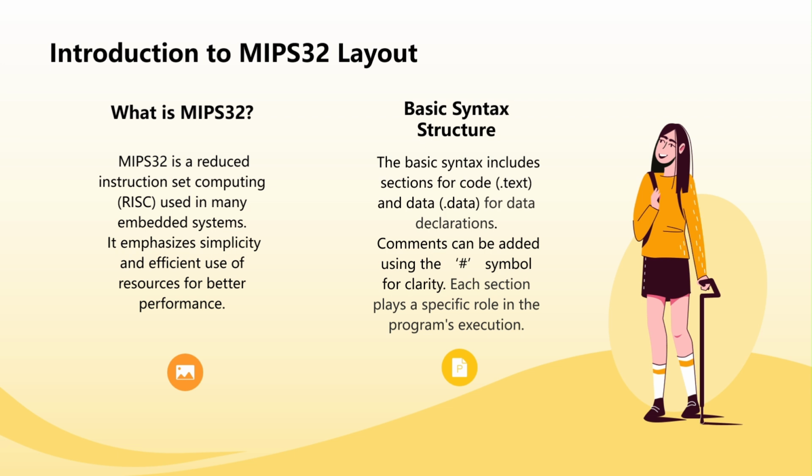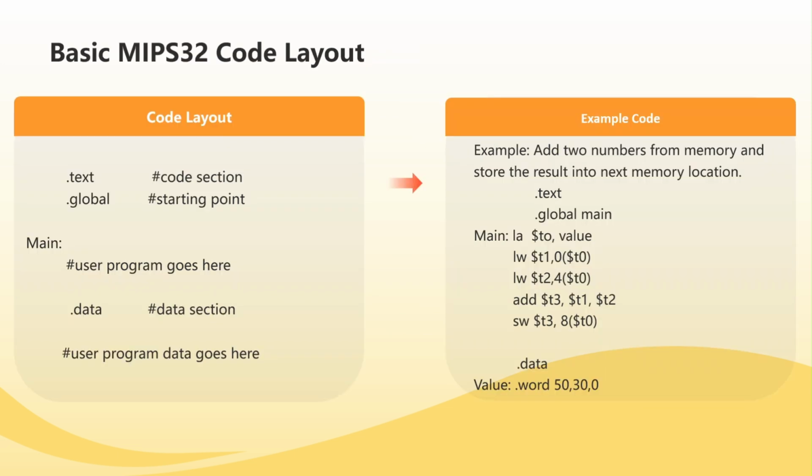So the basic syntax structure. The basic syntax structure includes a section for code, that is .text, and for data, that is .data, for data declaration. Comments can be added using the hashtag symbol for clarity. Each section plays a specific role in the program execution.